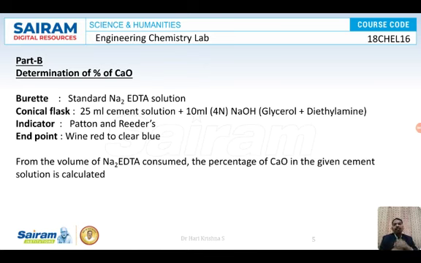Sodium hydroxide will react with magnesium and form magnesium hydroxide. Therefore, the filtrate contains only calcium now. When you add EDTA, only calcium ions will get reacted. Glycerol is added now to get a sharp endpoint, and diethylamine is added to get once again a buffer. The indicator is patton and reeder indicator, and the endpoint is wine red to clear blue.